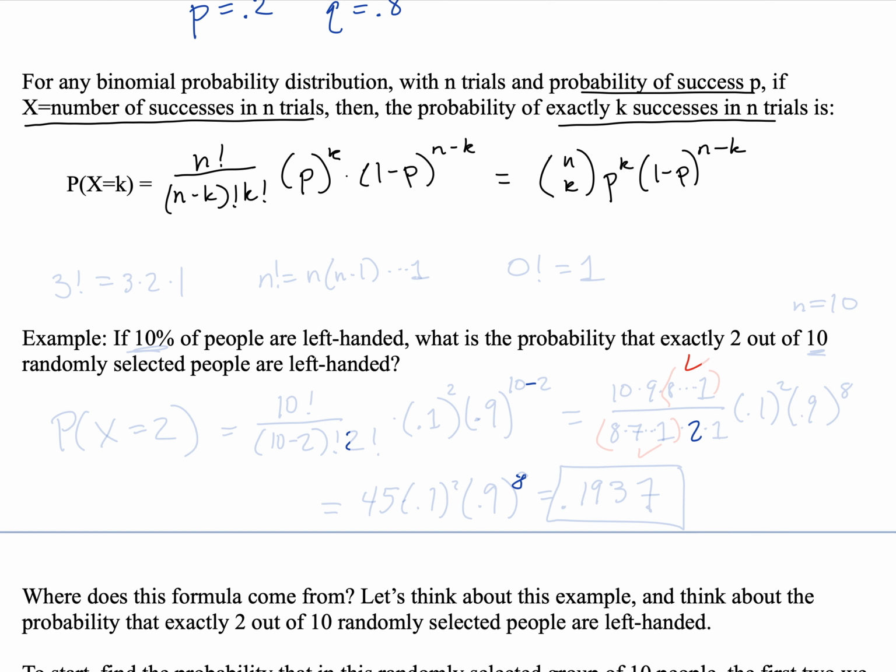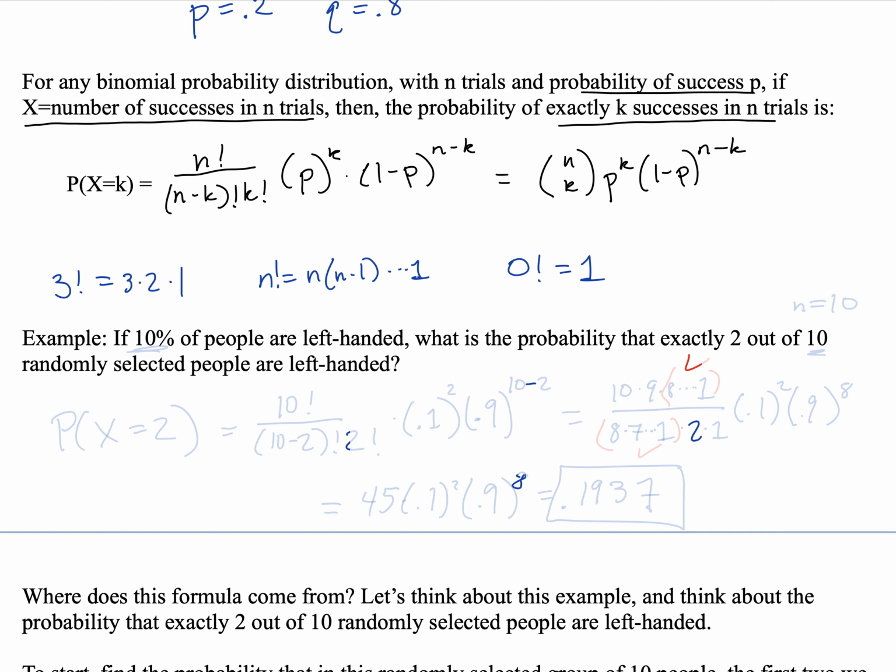So that's a mouthful, but let's break down what that formula means. First of all, let's see what that exclamation point means, that n factorial. For example, 3 factorial is 3 times 2 times 1. And in general, for any positive integer n, n factorial is just n times n minus 1 times ... times each positive integer less than n. And we define 0 factorial to be equal to 1.